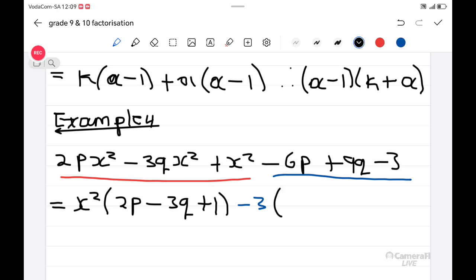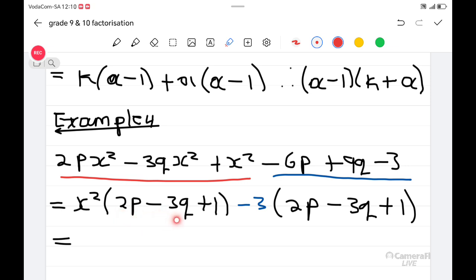So your negative 3. And then if it was negative, it becomes positive because we take out negative. So it's going to be 2 because 6 divided by 3 is 2. Then if it was positive, it becomes negative. So it's negative what? Negative 3q. Then if it was negative again, it becomes positive. Now it's going to be positive 1. And then when we check, what is it that is common? So 2p minus 3q plus 1 is our common factor.